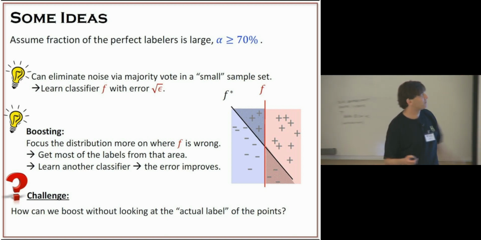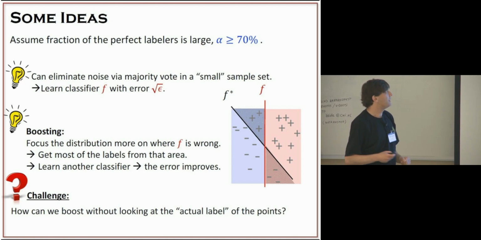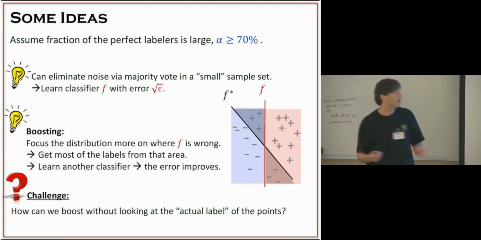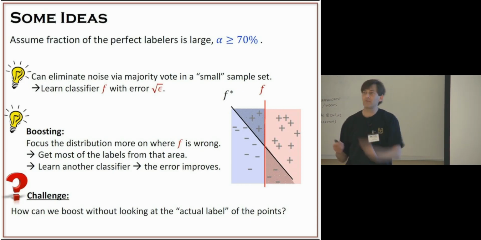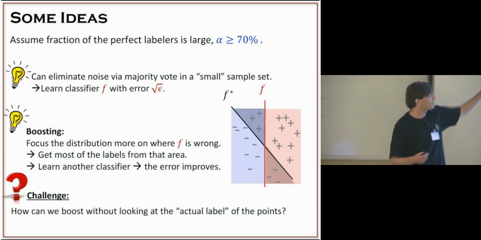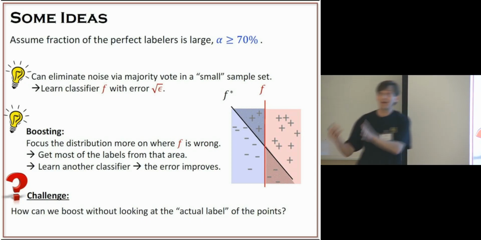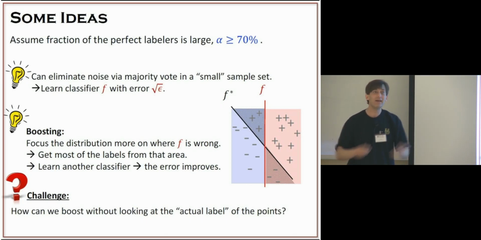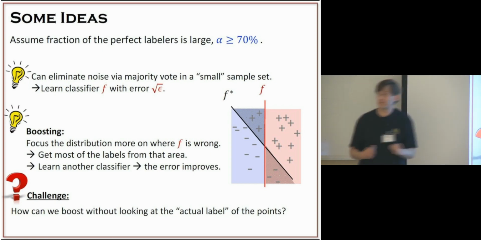So let's take the case where 70% of the labelers are good and 30% are bad. First of all, one thing you can do is go for a modest, we're going to do one round of boosting. So go for a modest error classifier, not error epsilon, error square root of epsilon. You need a lot less data for that. And for that, you can afford to take that smaller amount of data and ask each one of them, a bunch of people, take majority vote, get clean labels, go for it, and get your function.